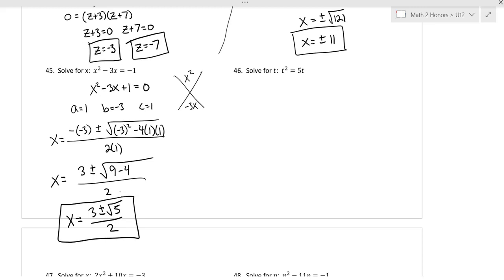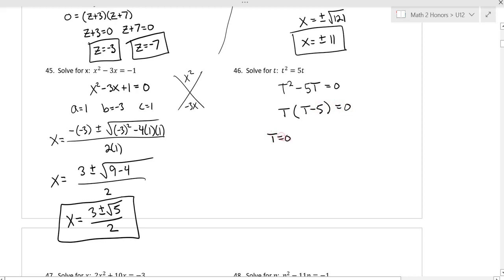On 46, factoring is going to be the easiest method here. Set it equal to 0 by subtracting 5t from both sides of the equation. Factor out the GCF, which is t, and then set each factor equal to 0. And you get t equals 0 and t equals 5.